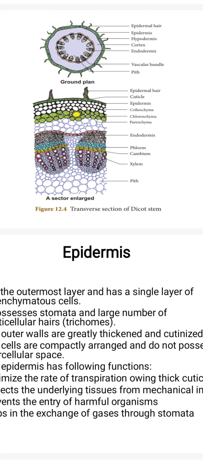Here in this slide, you can see the diagram. Actually, two diagrams are there. The first diagram is the outline of T.S. of Dicot Stem, and the other diagram is the detailed structure of Dicot Stem, the anatomical structure.